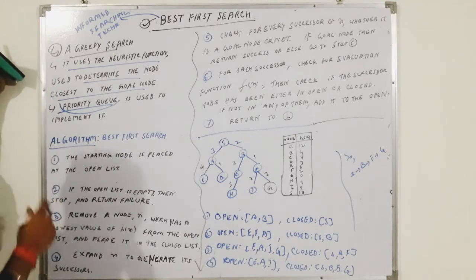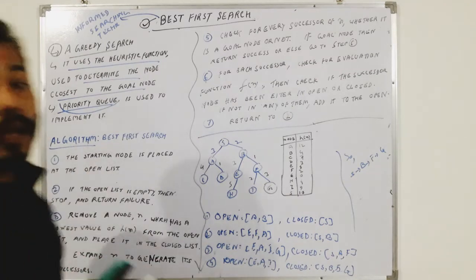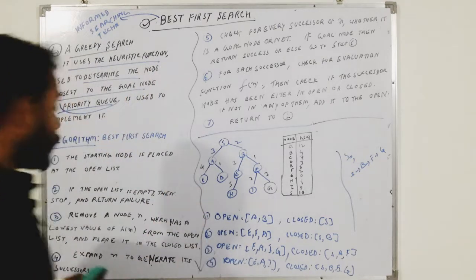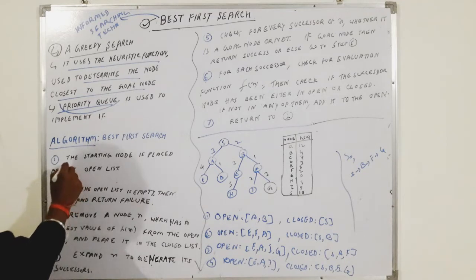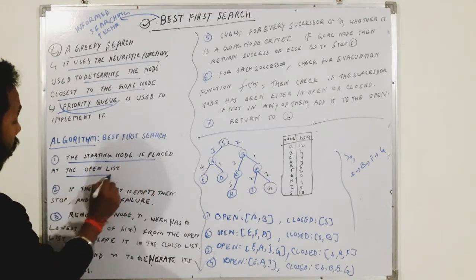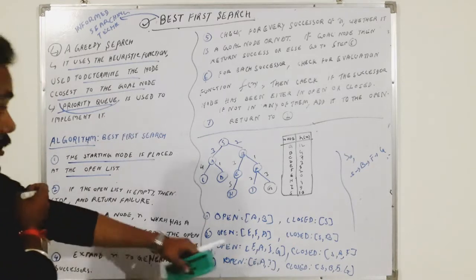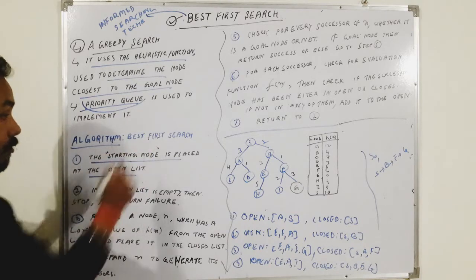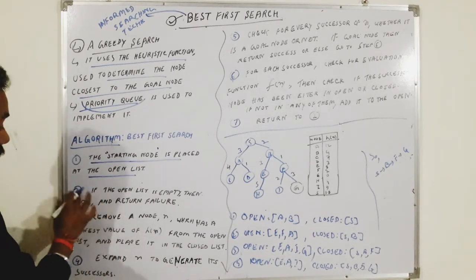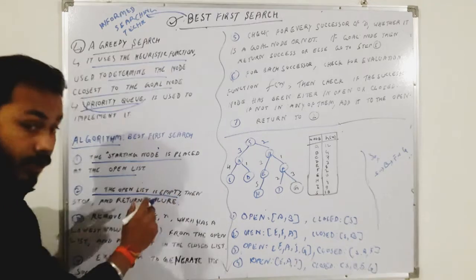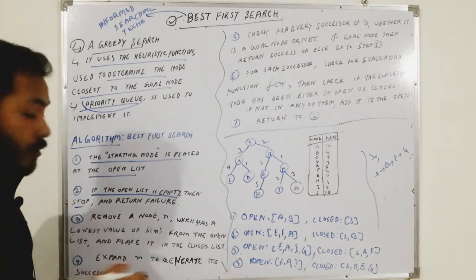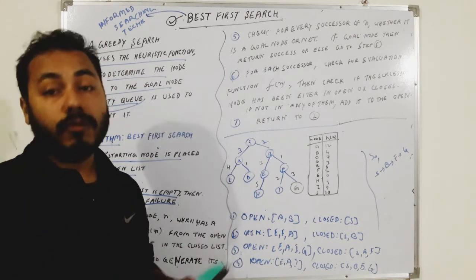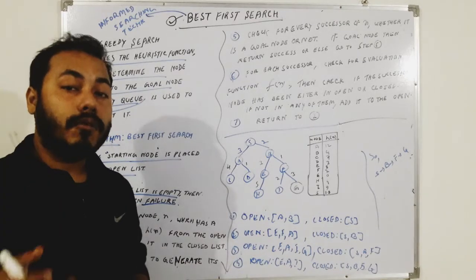So the first step is that you already got it that we have two lists, open list and closed list, that we have discussed in the last lectures. Okay, so that will be used in this algorithm. The starting node is placed in the open list. Then the second step says that if the open list is empty, then stop and return failure, meaning searching is going on and in the open list there is no node available. In that case we will return failure.